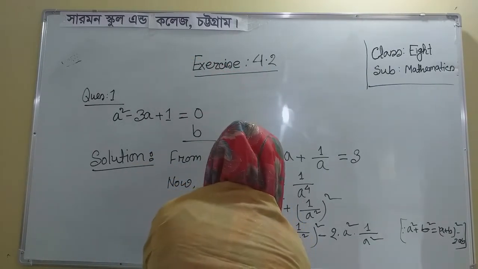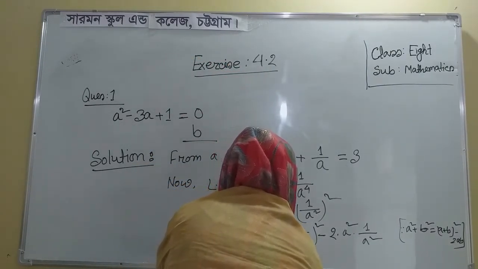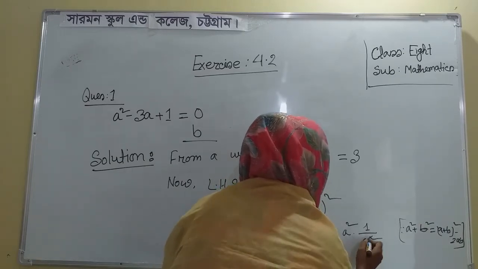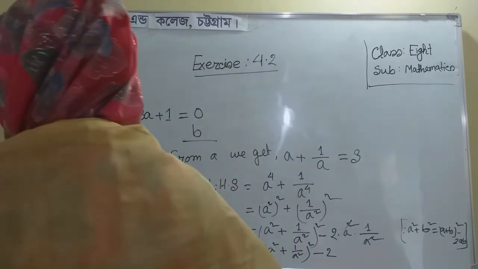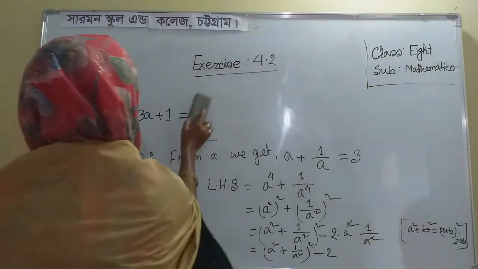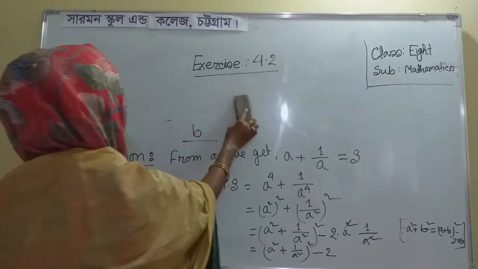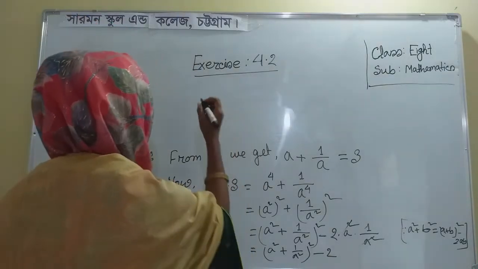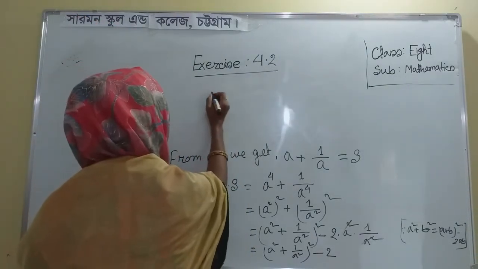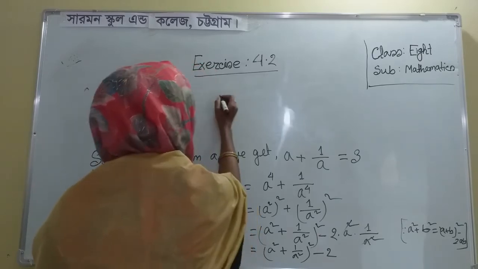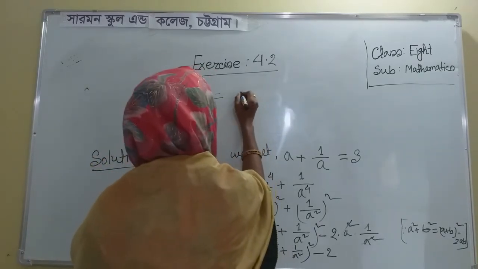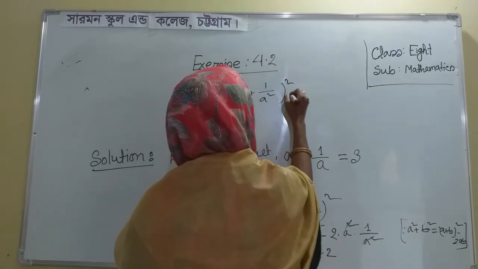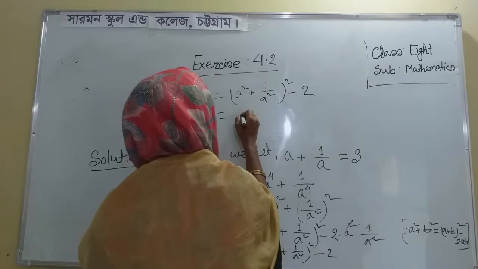Now a square plus 1 by a square equal a plus 1 by a whole square minus 2. Now a square plus 1 by a square whole square minus 2.